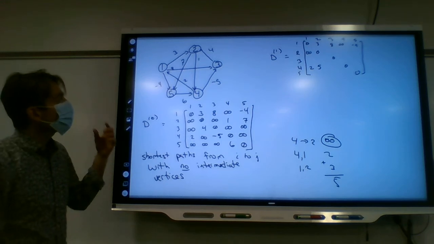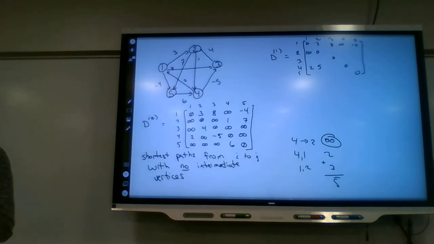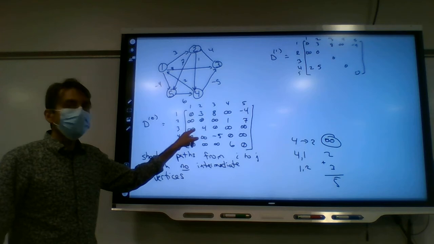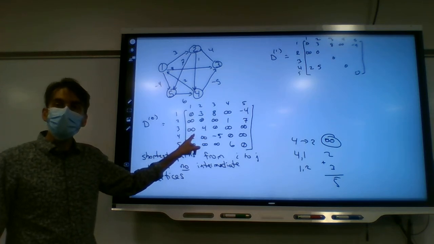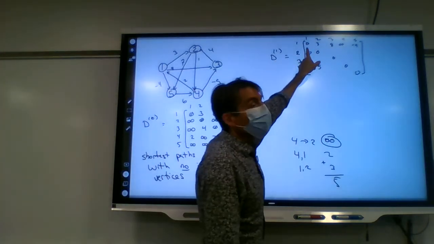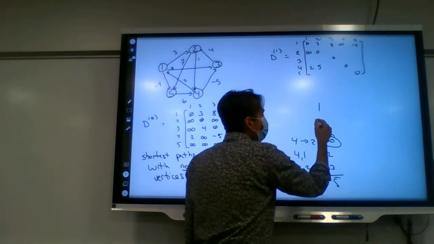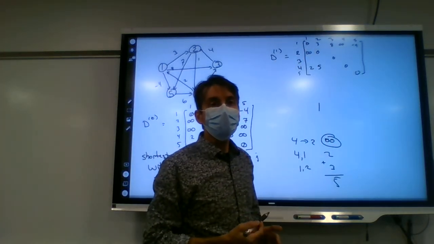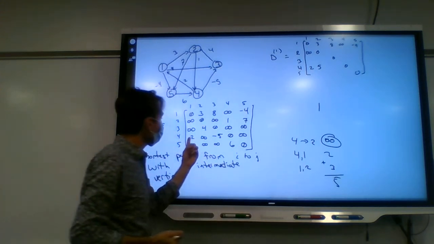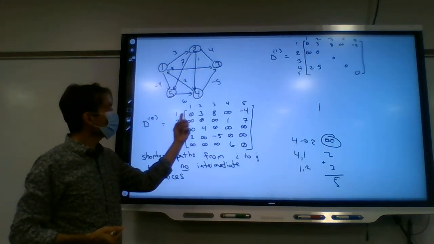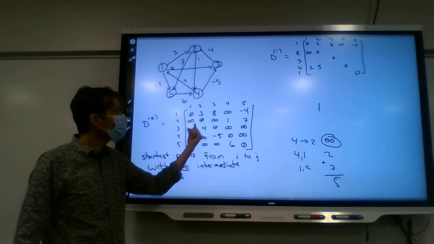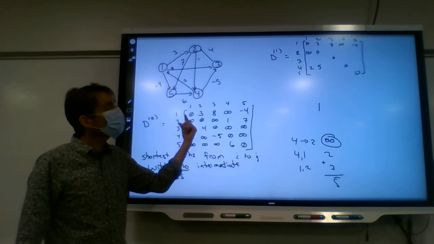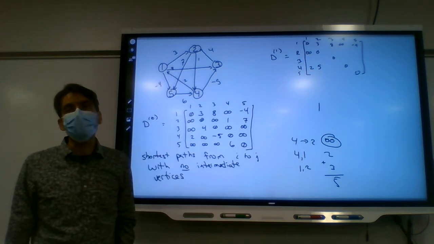So this says to get from 4 to 2, we can't get there directly in one move, with no intermediate vertices. But with one intermediate vertex, where we're allowed to go through vertex 1, you can get from 4 to 1 with a distance of 2, and from 1 to 2 with a distance of 3. So that distance is 5, and 5 is less than infinity, so we're going to update the 5.